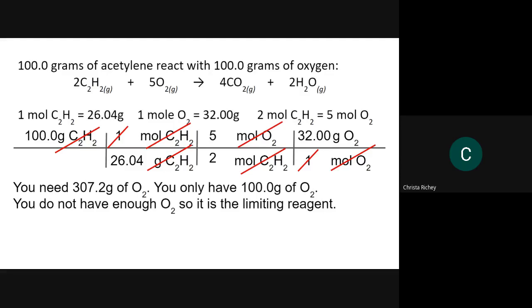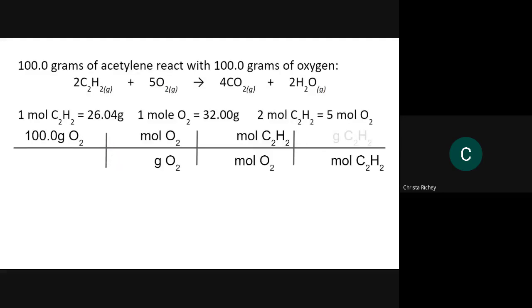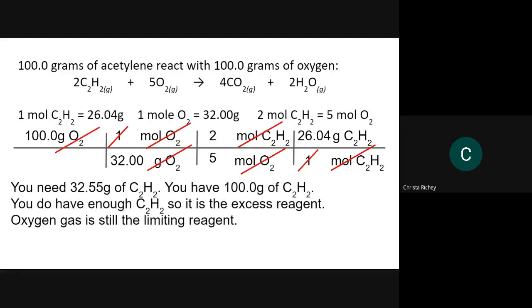And then I went ahead and picked the other one because you're not always going to be starting with the thing that's going to force the limiting reagent. Sometimes you start with the thing that forces the excess. So if I did it the other way, this is the exact same thing I just did, it's just the other direction. So if you start with 100 grams of oxygen, you need 32.55 grams of acetylene. Do you have enough? I need 32.55. I have 100. Do I have enough?